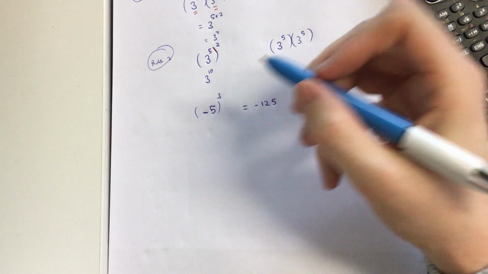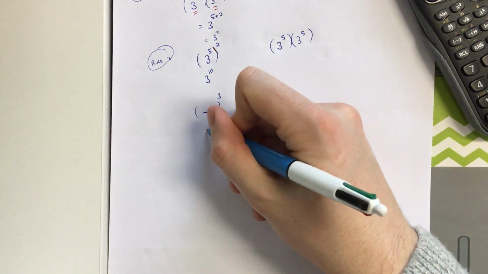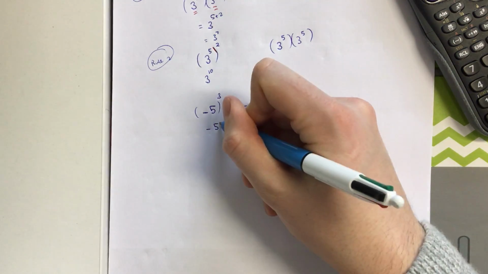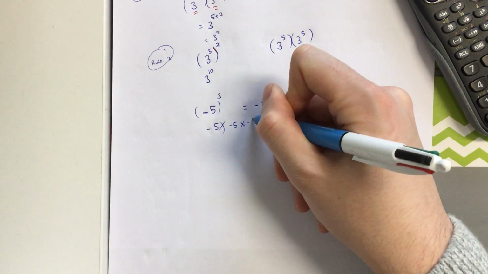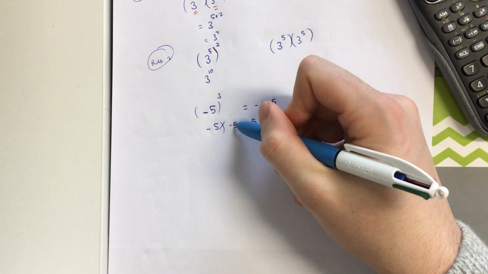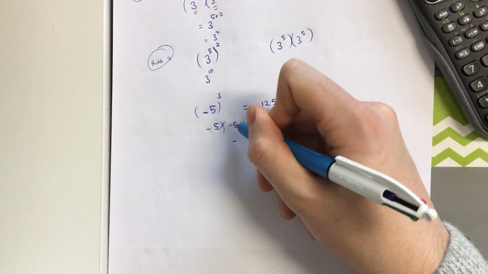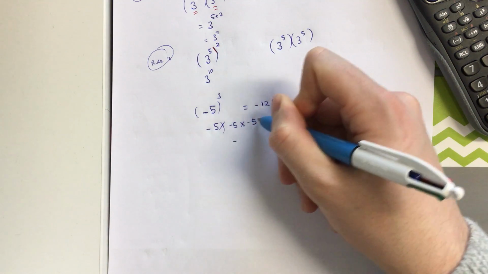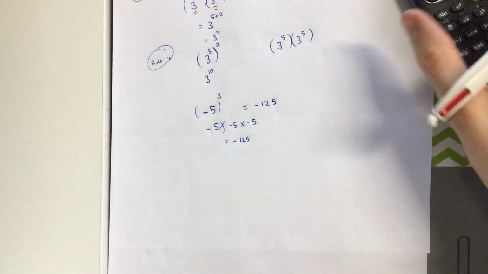How did I end up with a minus? Because I thought, when you multiply a minus by a minus, you get a plus. Well, if you work it out, minus 5 to the power of 3 means minus 5 multiplied by minus 5 multiplied by minus 5. Minus by minus gives you a plus, and a plus by a minus gives you a minus. 5 by 5 is 25, 25 by 5 is 125. So that's how you end up with minus 125.